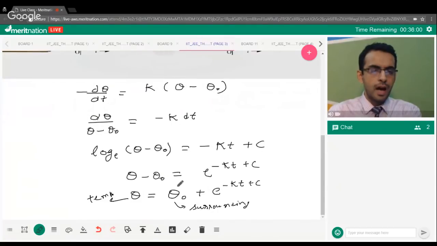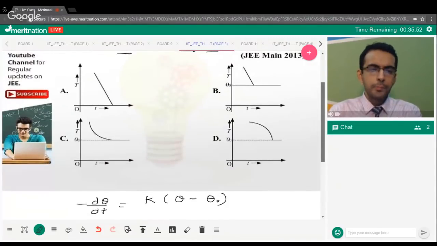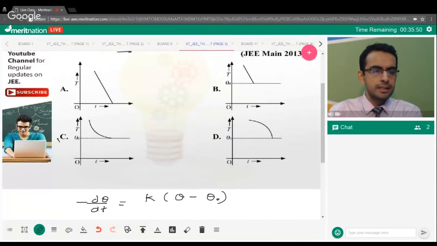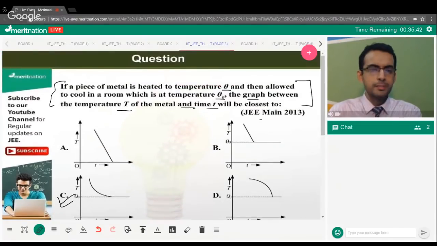And now θ₀ is there, so it will be a bit shifted by θ₀. So from the given options, we can say that option C is the most appropriate option. That's a question that came in JEE Main 2013. Now let's proceed to the next question.